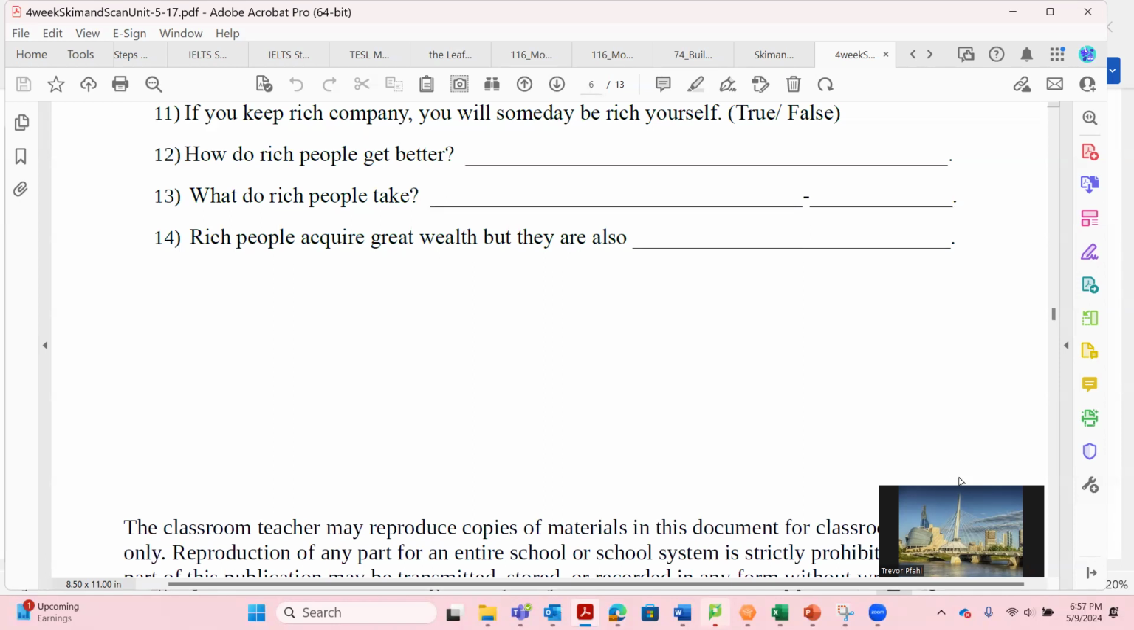Okay, any others? Number 14. So they've gathered great wealth, but they are also generous or a philanthropist, which is from the last point. Yeah. Okay, any other questions?